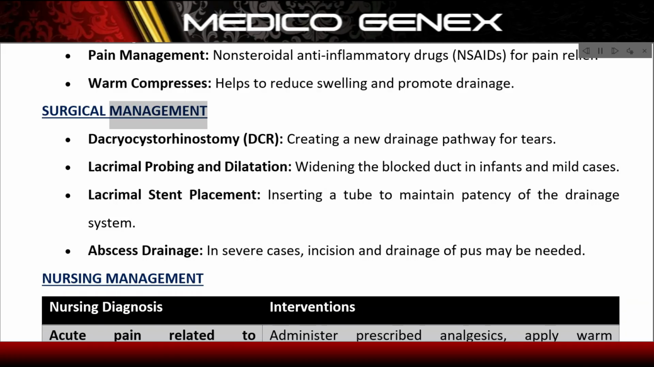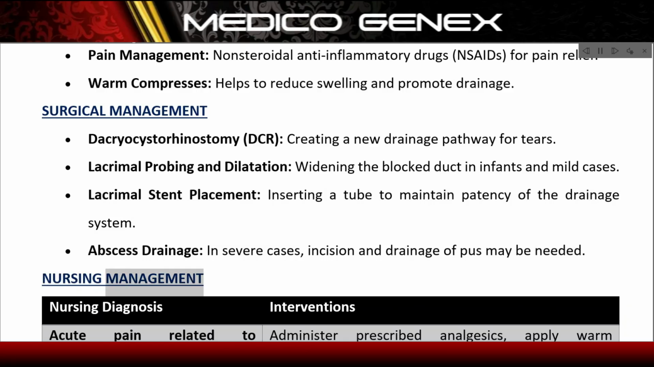Surgical management. Dacryocystorhinostomy, DCR, creating a new drainage pathway for tears. Lacrimal probing and dilatation, widening the blocked duct in infants and mild cases. Lacrimal stent placement, inserting a tube to maintain patency of the drainage system. Abscess drainage, in severe cases, incision and drainage of pus may be needed.